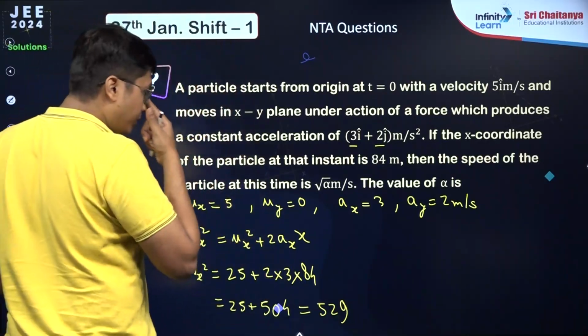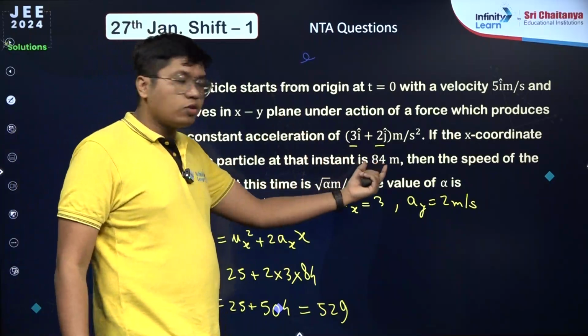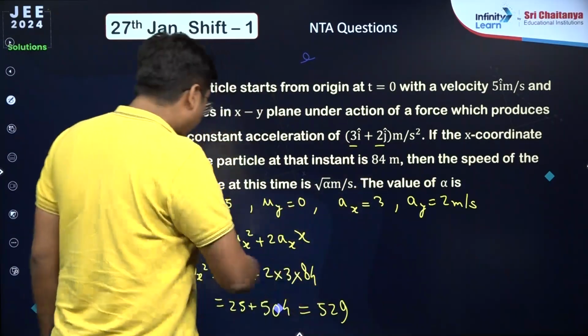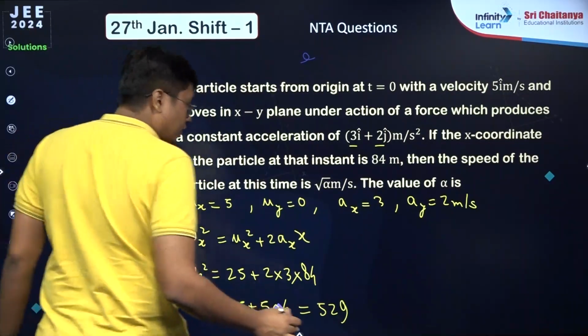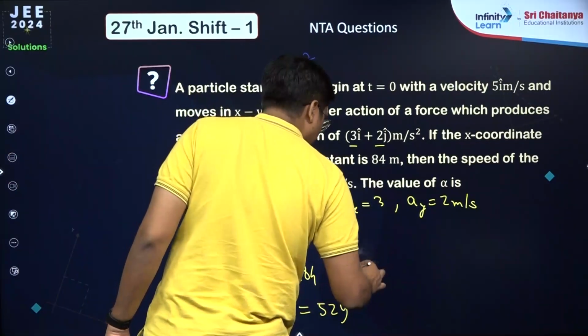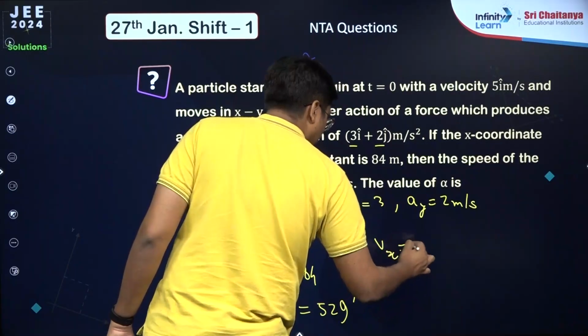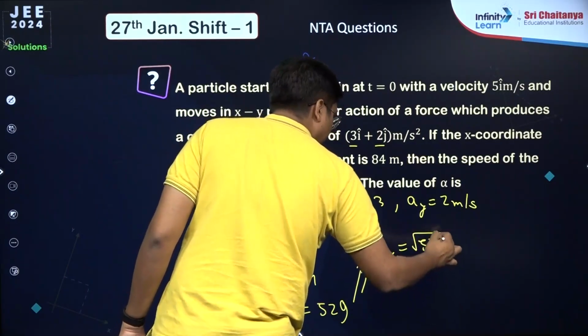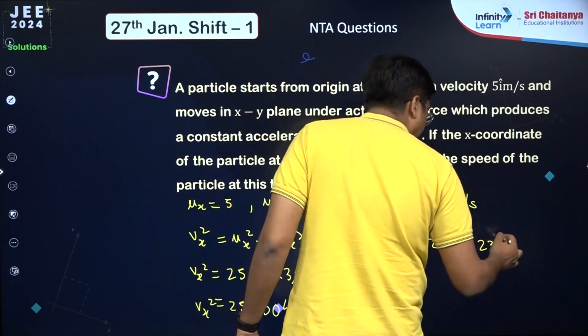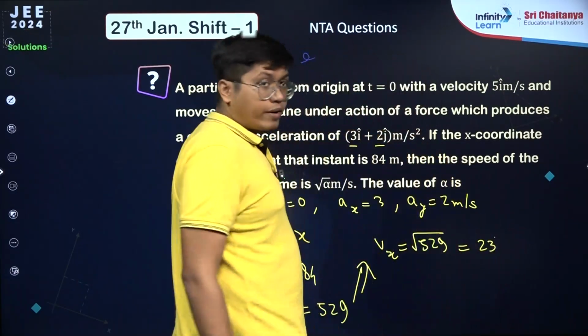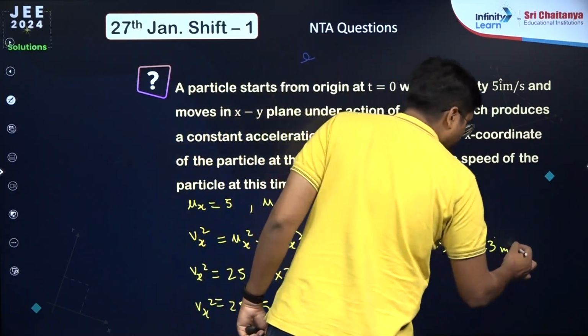Vy starts at 0 speed, but for how long? This is only the x component direction. Okay, we can even solve it over here. Vx square is this, so that takes it to Vx is root of 529. Root of 529 is equal to 23. That is equal to 23 meters per second.